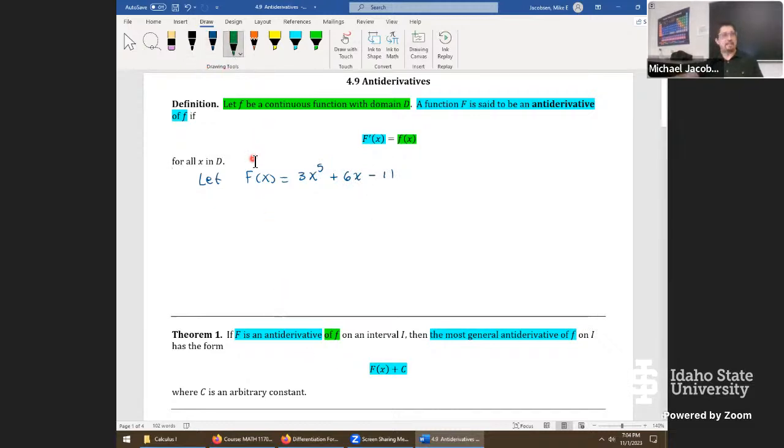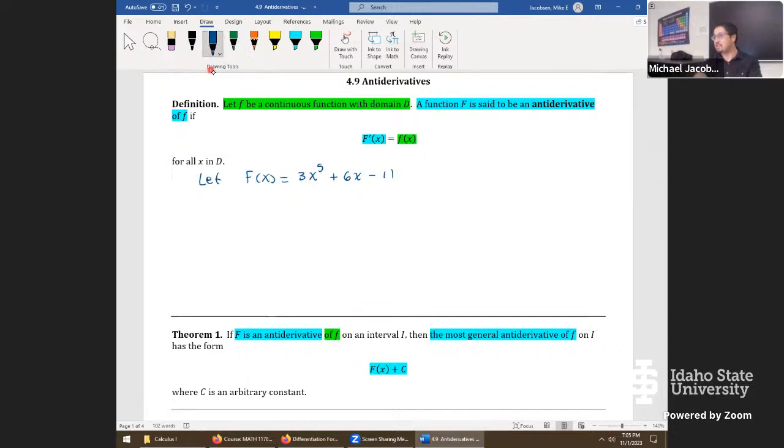So I'm claiming this is an antiderivative for some function, and we can find that function, f of x, immediately by differentiation. And in some sense, this is backwards. The way the problems are going to go is they're going to give you the function f of x, and we're going to try to find the antiderivative. But this example here is just for the purposes of highlighting how the definition goes.